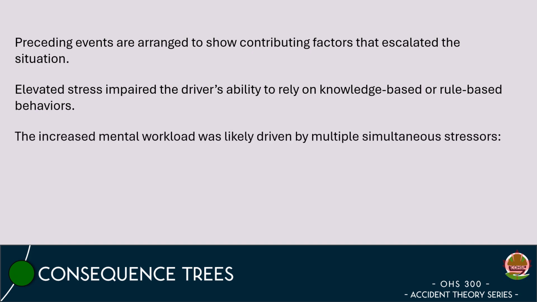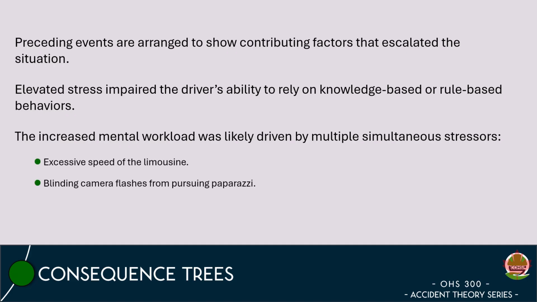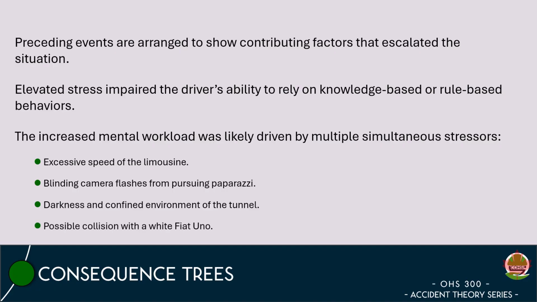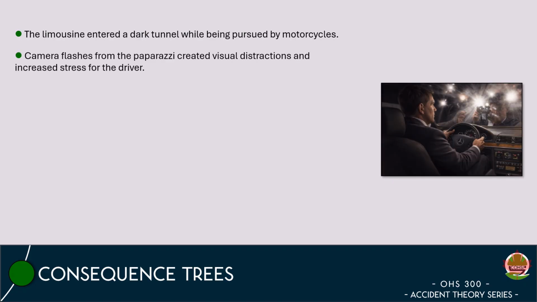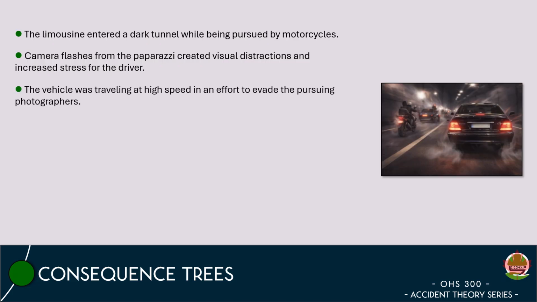The heightened mental workload likely resulted from multiple stressors: the limousine's excessive speed, blinding camera flashes from paparazzi photographers, the darkness of the tunnel, and a possible collision with a white Fiat Uno. The limousine entered the dark tunnel because motorcycles, likely carrying paparazzi, may have forced it in their pursuit of photographs. The camera flashes came from the paparazzi, whose relentless pursuit created visual distractions and stress for the driver. The vehicle was speeding in an effort to evade the pursuing paparazzi, further increasing the difficulty of controlling the car.